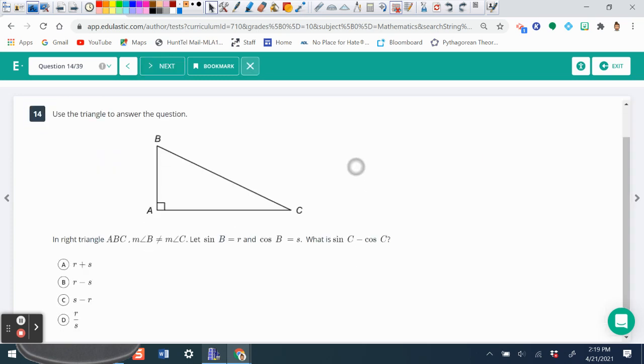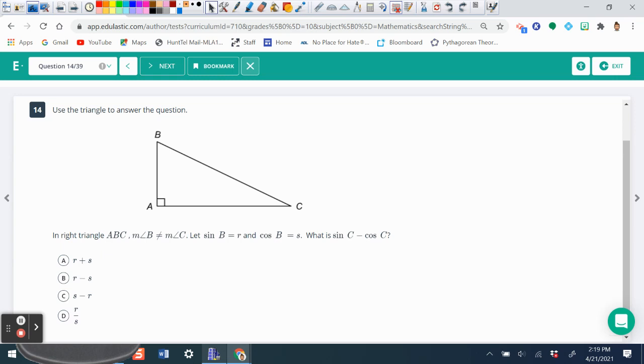Number 14 says use the triangle to answer the question. In right triangle ABC, the measure of angle B is not equal to the measure of angle C. That's pretty important here. So it says let sine of B equal some number, R, and cosine of B equal some other number, S. They want to know what the sine of C minus the cosine of C is.